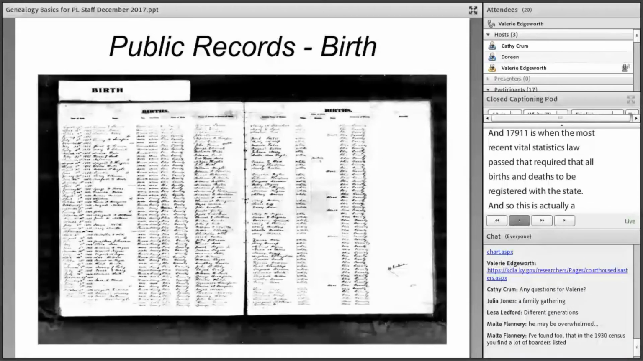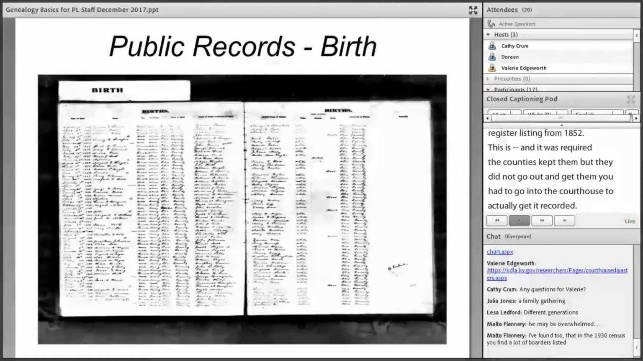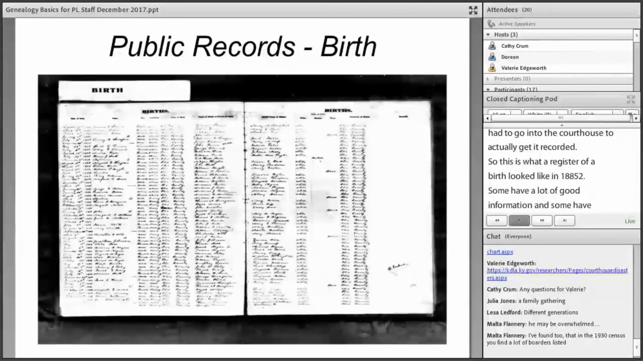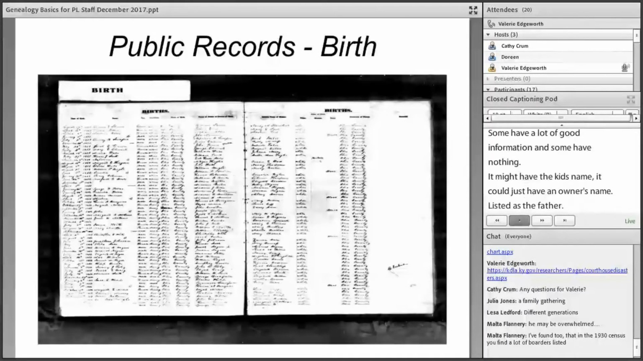It was required that the counties kept them, but they didn't go out and get them. You actually had to go into the courthouse to actually get it recorded. So this is what a register of a birth looked like in 1852. Some have a lot of good information, some have nothing. It might just have the kid's name. It could just have an owner's name listed as the father. Again, it varies between county and records.